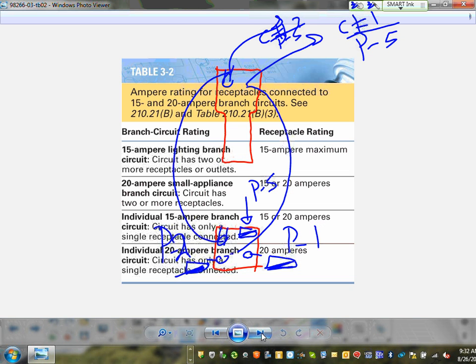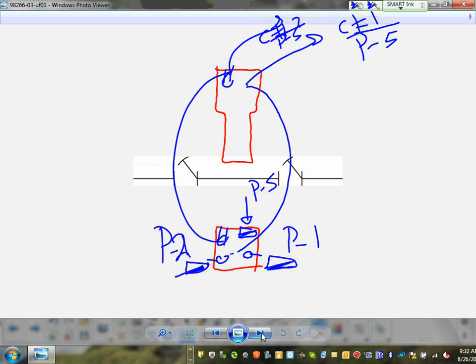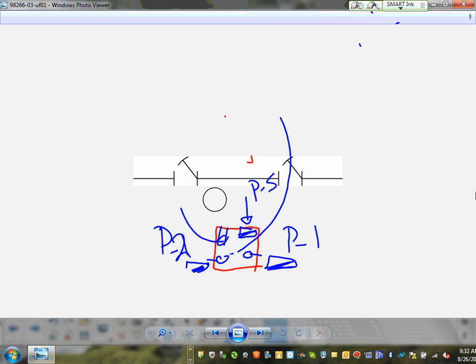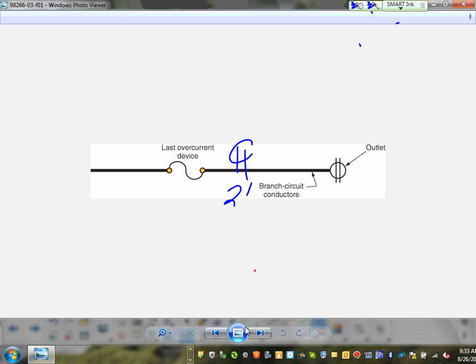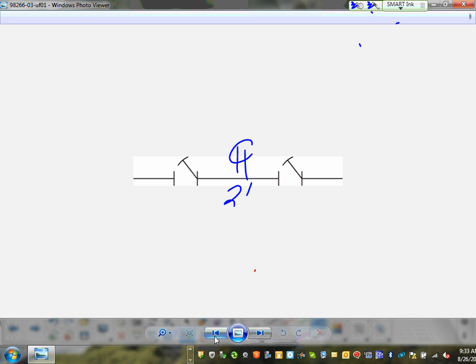This is just the lighting circuits on it. 15. Talked about space, guys, 2 feet or more. Here's a space, habitable space, 2 feet or more. So this is a room, and I have 2 feet or more, then I need a receptacle. 2 feet or more, you need one receptacle. And that's about it. That's all I have about this chapter.